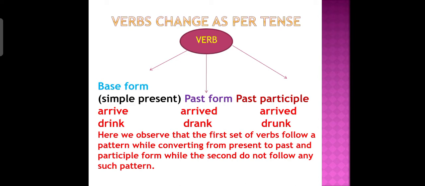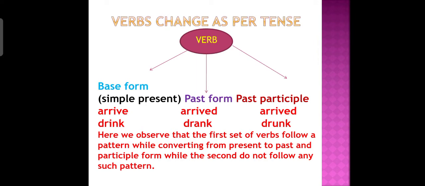You know, the verbs change as per the tense. As we change the tenses, the verbs change from one form to the other. The first form of the verb is the base form, that is the simple present tense. The next form is the past tense form, and the third form is the participle form. For example, arrive, arrived, arrived; drink, drank, drunk.